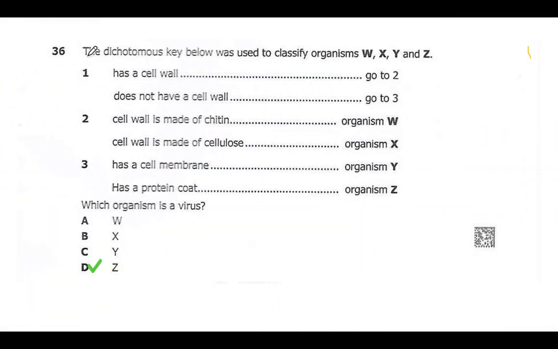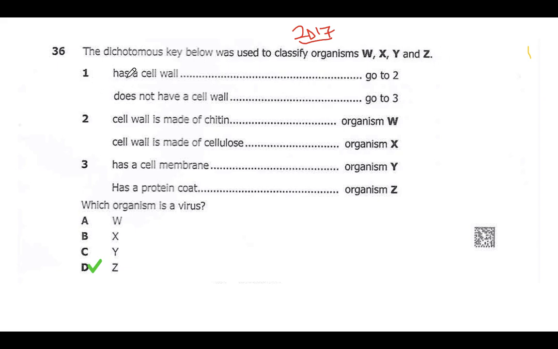So we look at this other question, question 36. The dichotomous key below was used to classify organisms W, X, Y, and Z. This question was coming from 2017, that's where I took this question. So now in here we have the key. This is the dichotomous key, used to classify organisms X, Y, and Z.